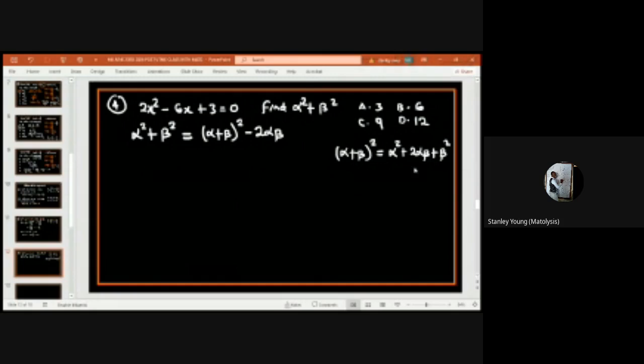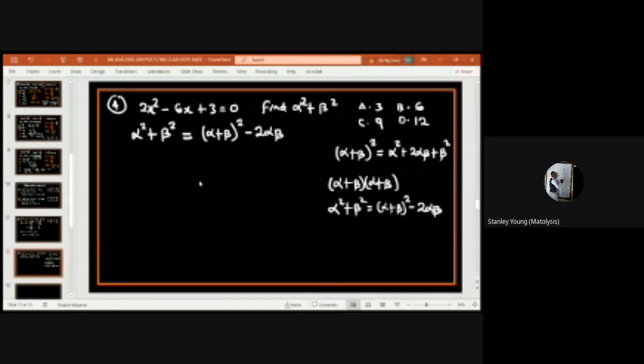If you can't do it straightforward like this, you have to write it twice, like alpha plus beta into alpha plus beta. When you are done expanding, you're going to have this expression here. Since what we need there is alpha square plus beta square, you isolate it by transferring these two alpha beta to the other side of the equation. So you end up having alpha square plus beta square equals alpha plus beta all square minus 2 alpha beta.